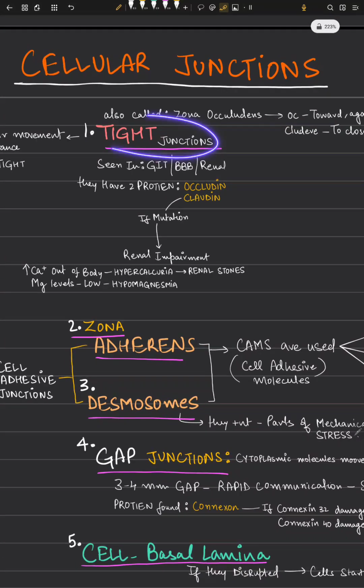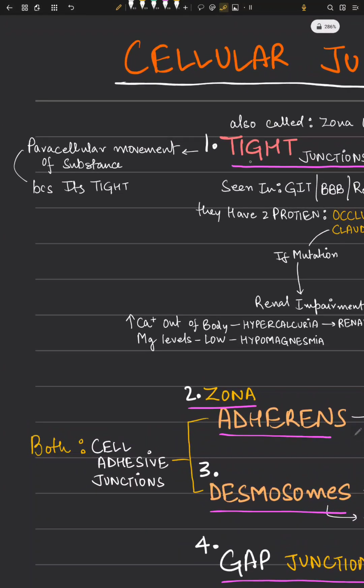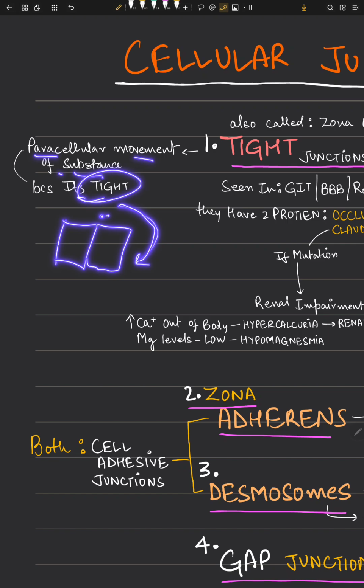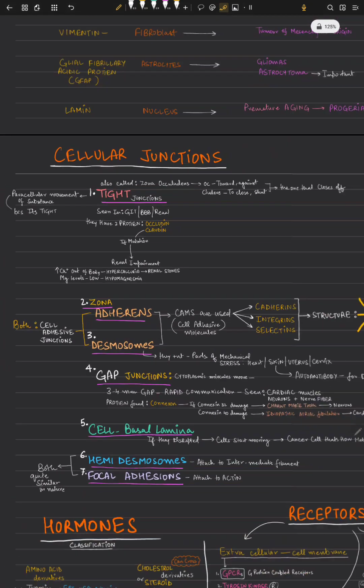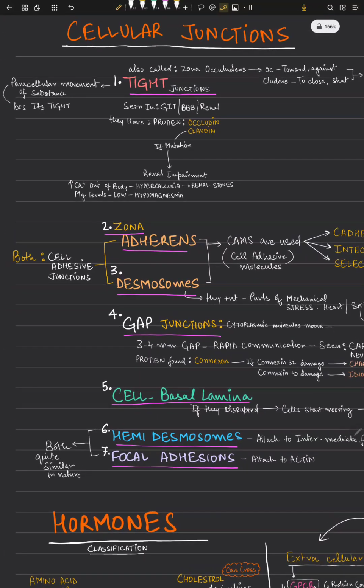Okay, so now we understand tight junctions. Again, in tight junctions the cells are like this, so it means it's tight. There's no communication, nothing. So two cells like this, the nutrients or substances move across paracellularly. So there is paracellular movement of the substance because it's tight. Cool, we understand it now. We are done with tight junctions.